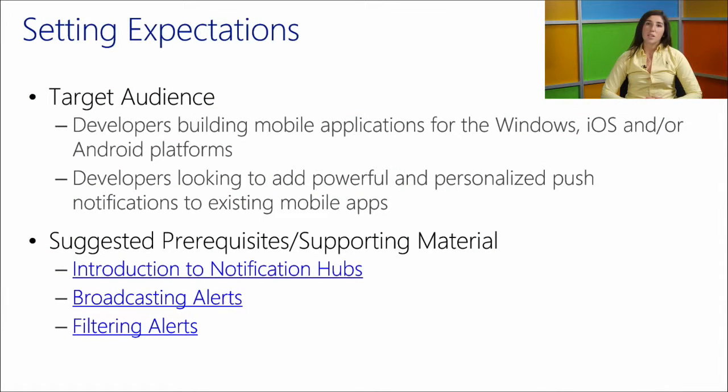So just to set expectations a little bit, this is really going to be geared towards developers building mobile applications. It doesn't matter what platform, Windows, iOS, Android, what kind of backend. Notification Hubs works with one on-prem, one in Azure, written in Java, .NET, Node, whatever you want. We're going to cover all that, but anyone looking to build mobile applications or that has one already, this is going to be really relevant. And I've included some links to supporting material that you're welcome to look at later on. Basically just introduction, the broadcast scenario, and then also how to do some filtering.